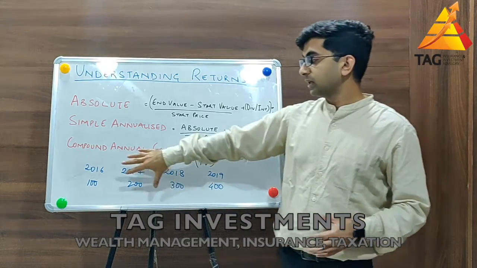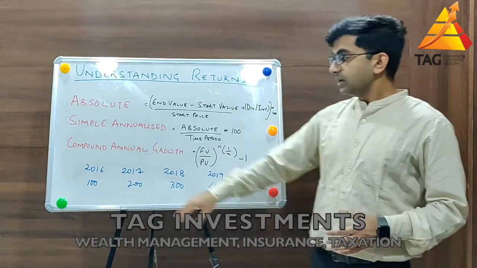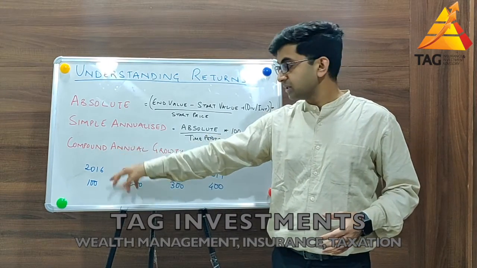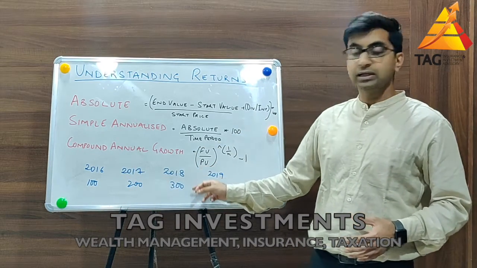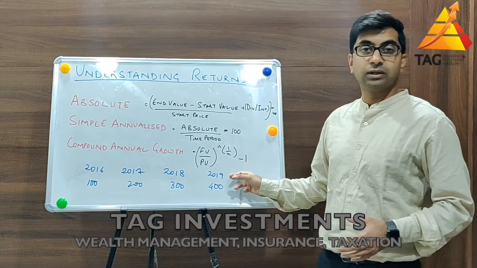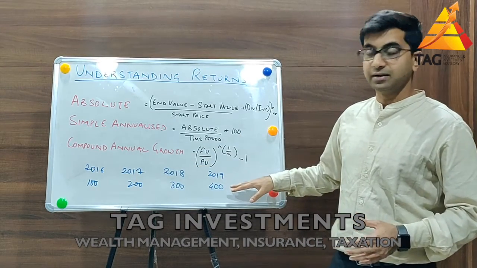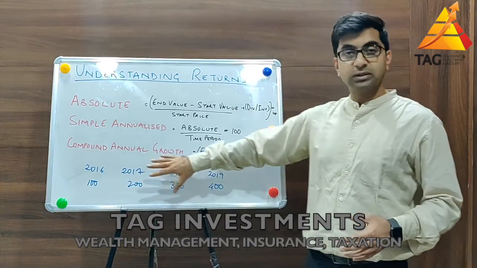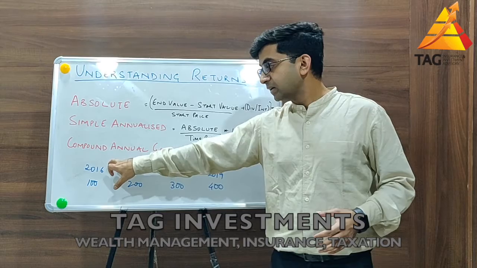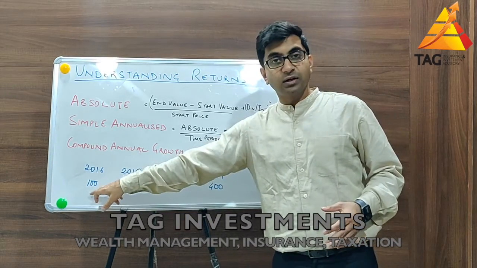So let us look at these three returns from an example point of view to understand this better. Say somebody invested 100 rupees in 2016, in 2017 it became 200, in 2018 it became 300, in 2019 it became 400. Well, it's just an example. This is not a real-time example of somebody who invests 100 rupees and it keeps on doubling. But for the sake of example, from 2016 till 2019, somebody who invested 100 rupees, it grew to 400.